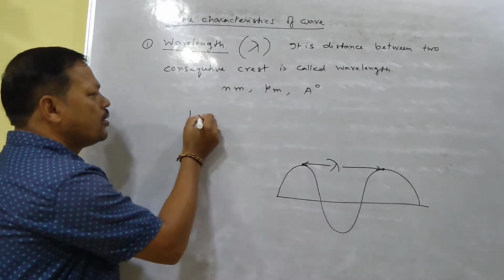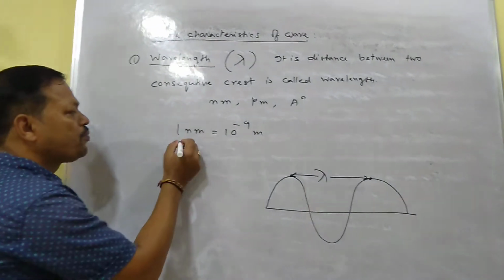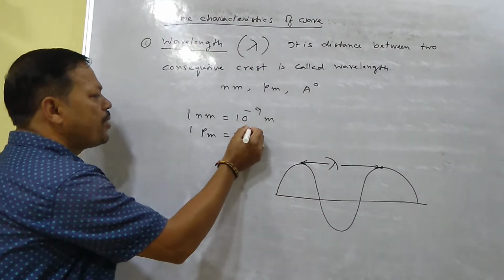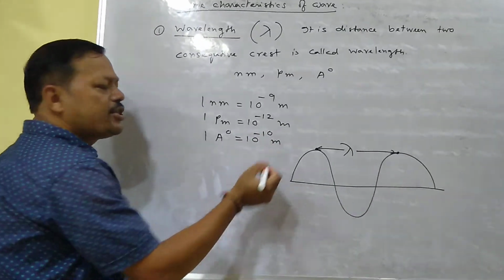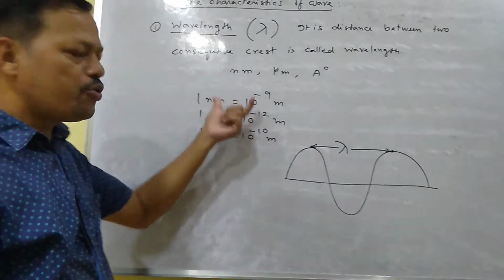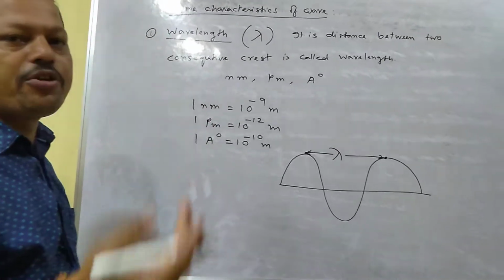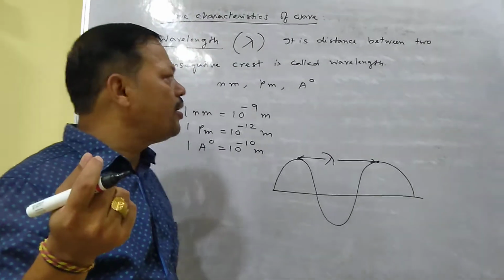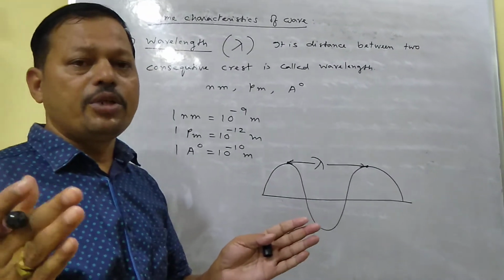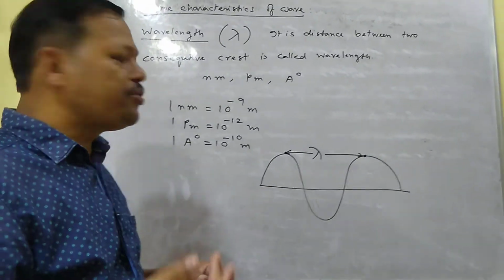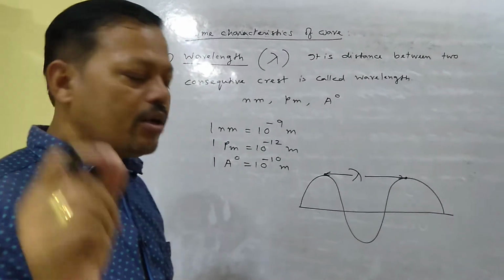Already you know 1 nanometer, if you want to convert to meter, is 10 to the power minus 9 meter. 1 picometer means 10 to the power minus 12 meter. 1 Angstrom means 10 to the power minus 10 meter. In this way you can convert to meter or centimeter. You should know this relation. But wavelength you will always get in terms of nanometer, picometer or Angstrom. So when you do a numerical, if you find lambda and get the answer in meter, always convert it to nanometer, picometer or Angstrom, because wavelength is very small.